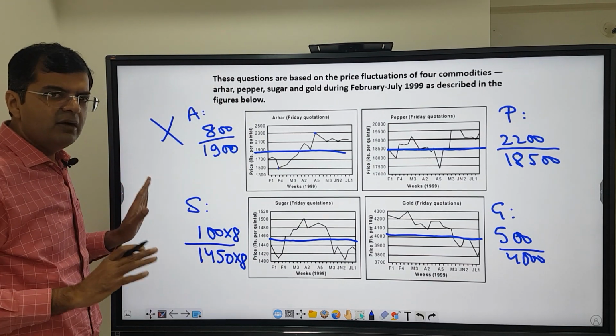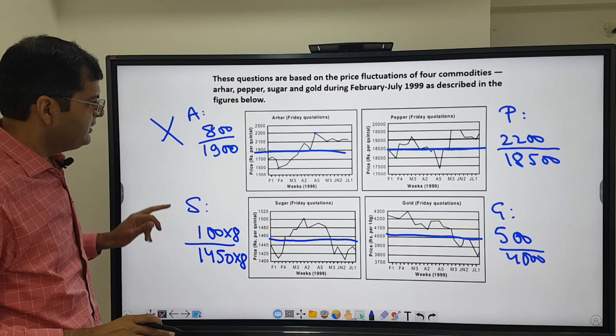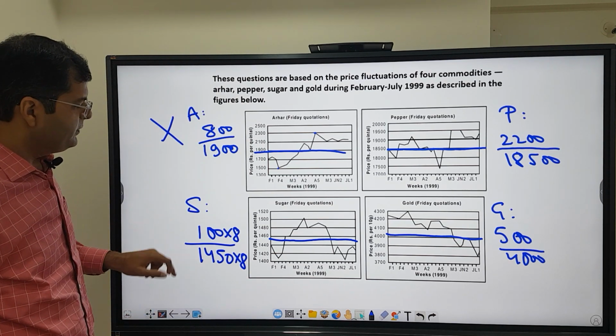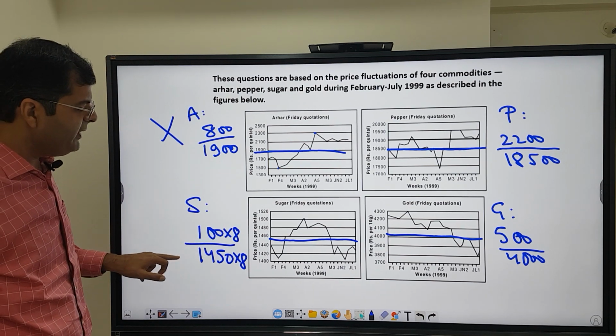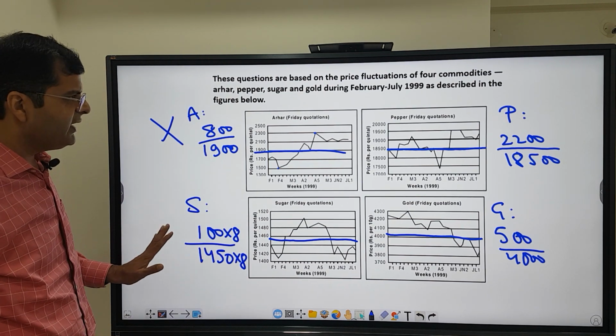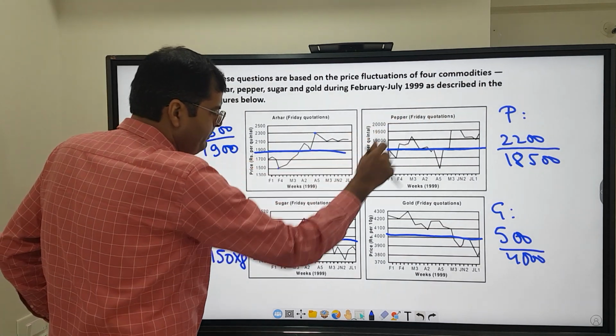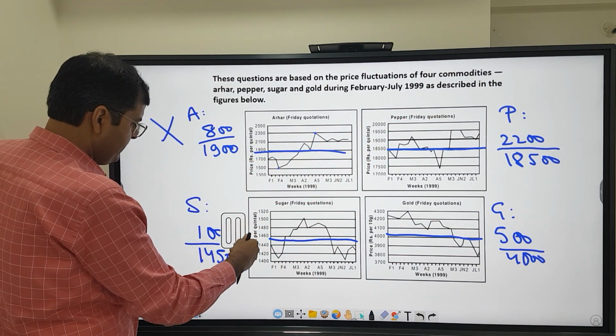We have to find the one with the lowest price volatility. So sugar is lower than Arhar for sure, because it is 800 by 1900 versus 800 divided by 1450 into 8, which is greater than 1900. Now we will compare sugar and pepper. So I will just remove this 8 and 8.